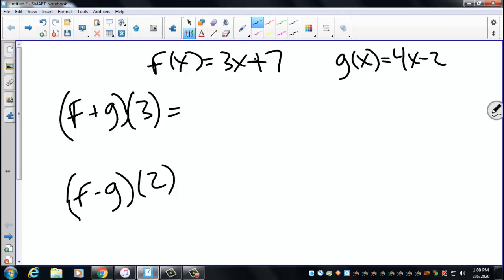To find F plus G of 3, you're going to find F of 3, you're going to find G of 3, and you're going to add those 2 numbers together. So what is F of 3?